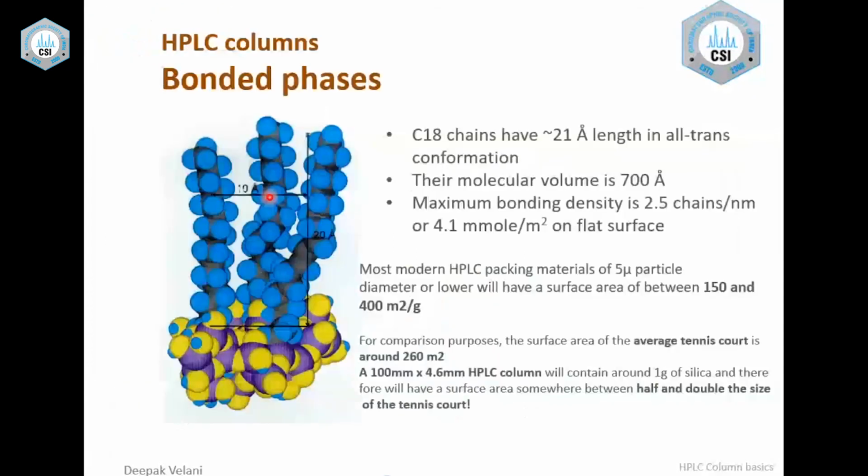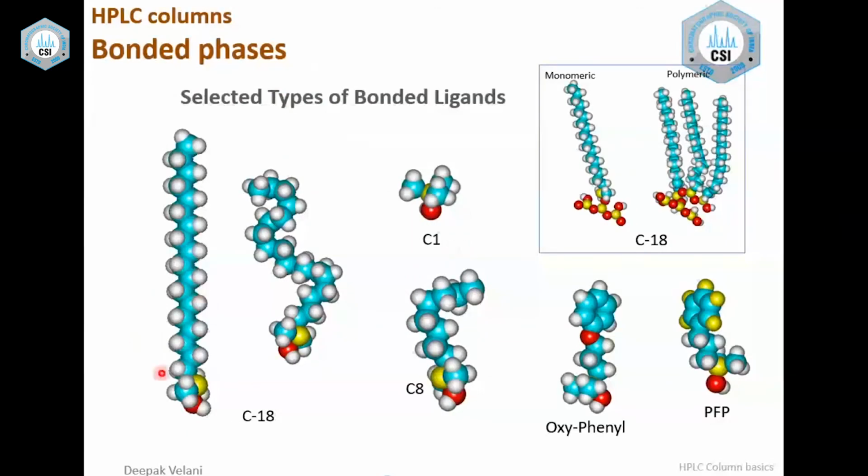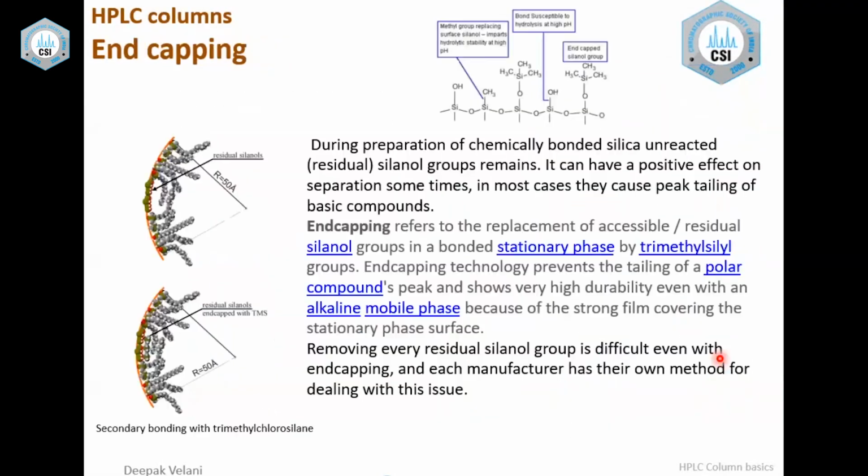This is how the typical C18 looks like. I'm not going much into the detail, but this is the surface of silica, and then these are the C18 chains which are attached to the silica surface. Sizes are very small, 21 angstrom or so. I'm not going into much of the details of it. These are the different kinds of columns, like C18, C8, C1, phenyl, or PFP, just as a reference to you.